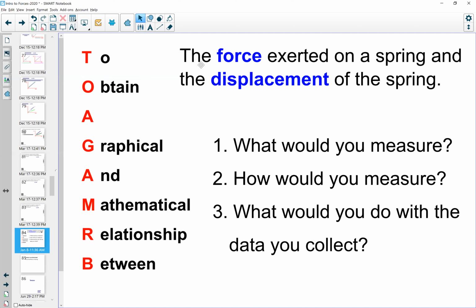But I'm going to give you about 10 minutes. And again, you're trying to find the graphical and mathematical relationship between force and displacement with an experimental procedure. When you come back, each group will share their ideas with the class, what their procedure would be, what they would measure, how they would measure it, and then what they would do with that data to actually come up with the graphical and mathematical relationships. Any questions about the goal for this breakout?